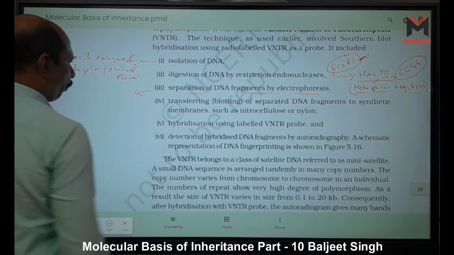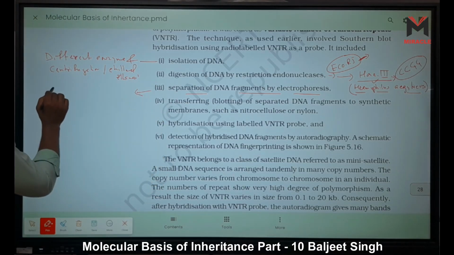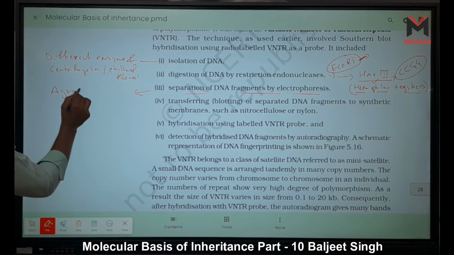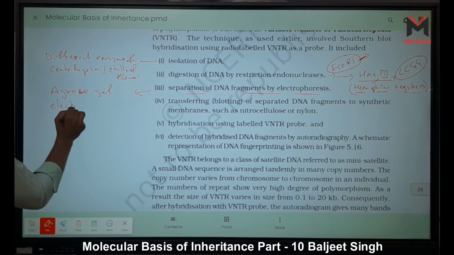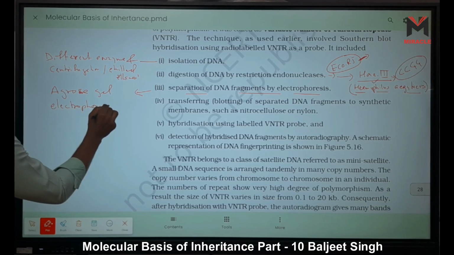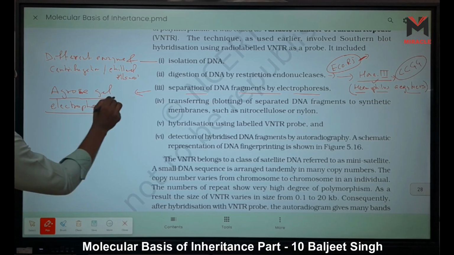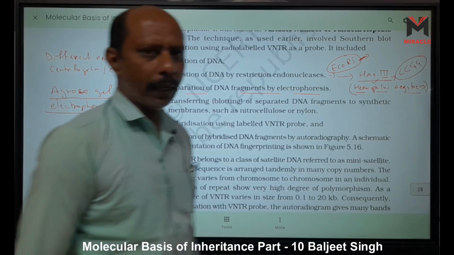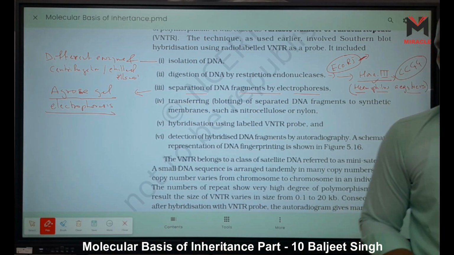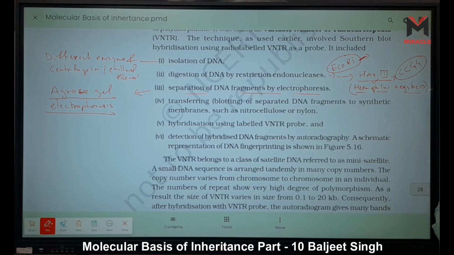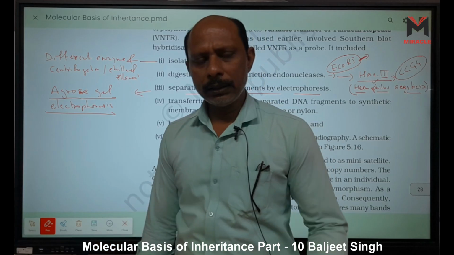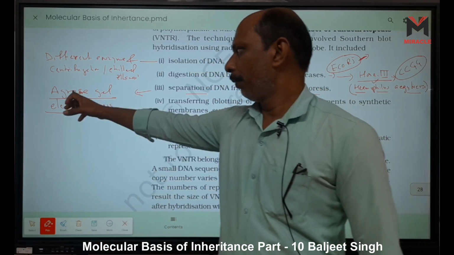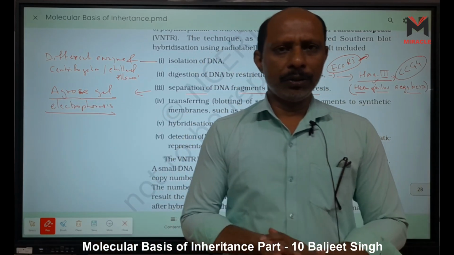So by using electrophoresis, we use gel. Which one? Agarose gel. Agarose gel electrophoresis. Agarose we know comes from red algae, that is Gelidium and Gracilaria. So we get agarose, agar, and this agar is a type of sugar. It forms a colloidal solution, right?